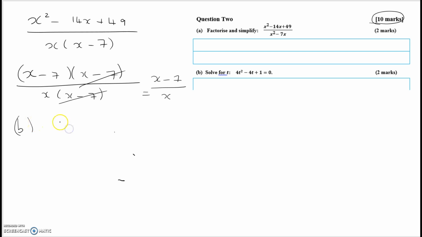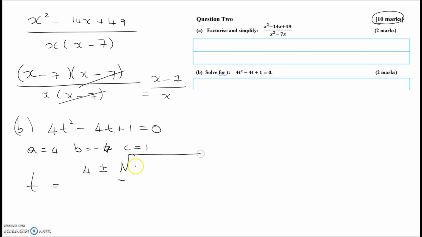So it says solve 4t squared minus 4t plus 1 equals 0. Now, in the exam, it's possibly better to use the quadratic formula. You are given this, so a equals 4, b equals negative 4, c equals 1, so plug that in, so t equals 4 plus or minus the square root of 16 minus 4 times 1, all over 2 times 4, so we're left with nothing in there, and 4 over 8, which equals a half, which you could write as 0.5.